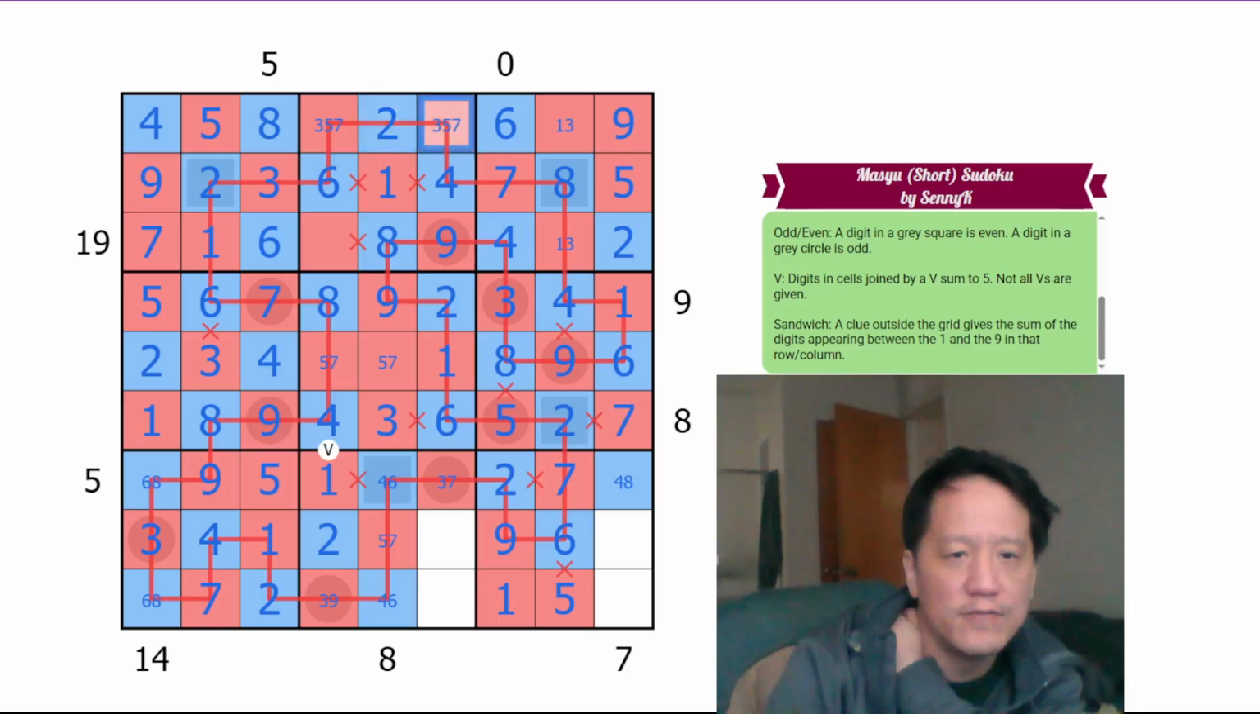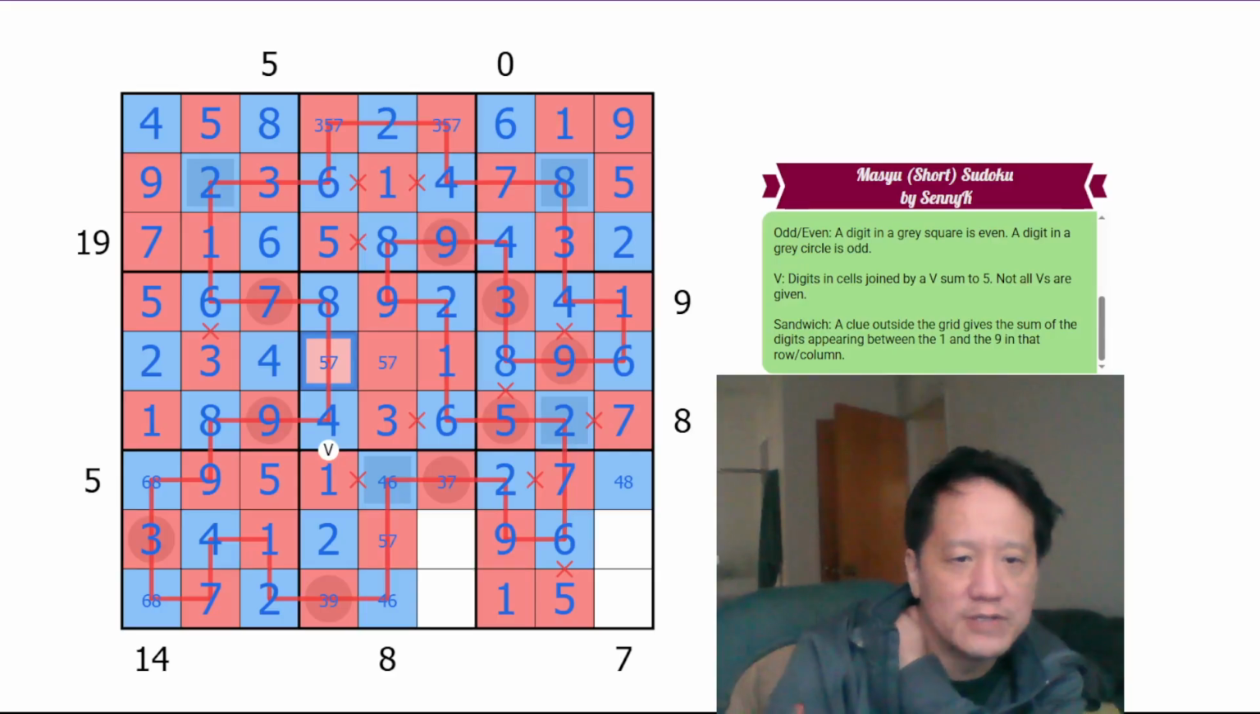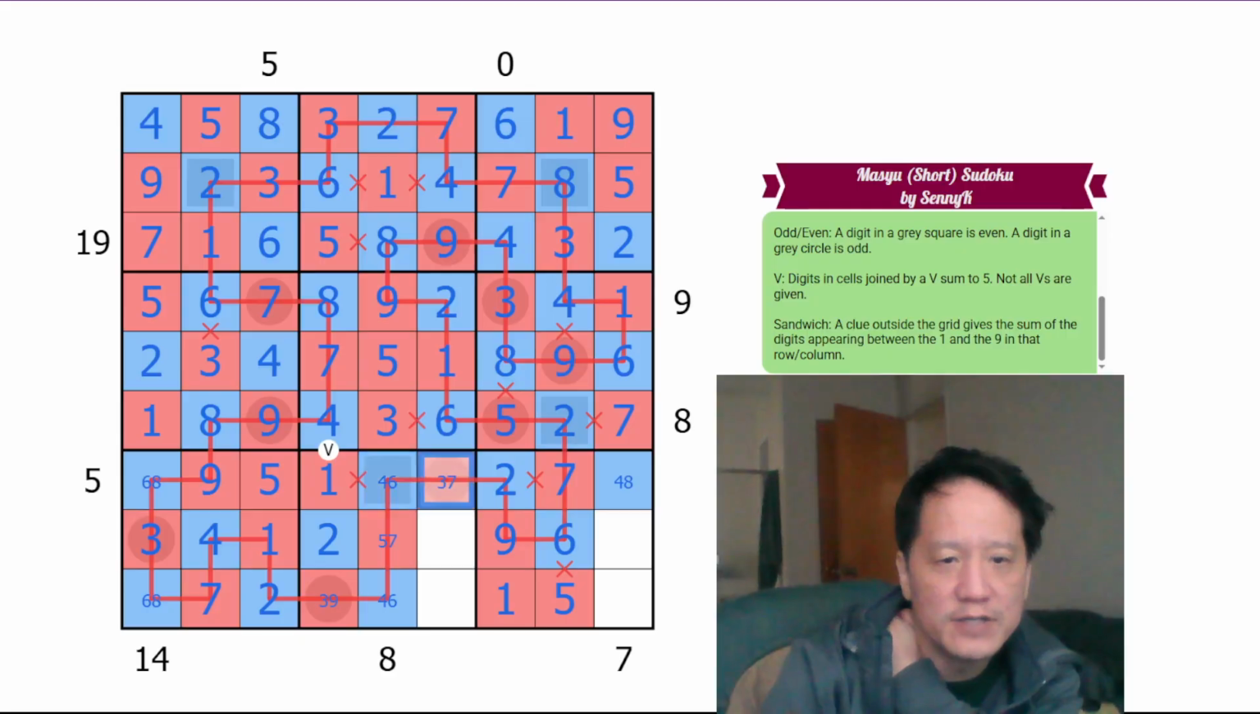This is 5. 1 eliminates 1 here, so it's 3 and 1. And this must be 6, 5, and 8, which does add up to 19. 5 eliminates 5 here, so it's 7 and 5. 5 and 7 eliminate 5 and 7 here, so it's 3. This makes this 7, which eliminates 7 here, so that's 3. 5 eliminates 5 here, so it's 7. And 3 eliminates 3 here, so it's 9.